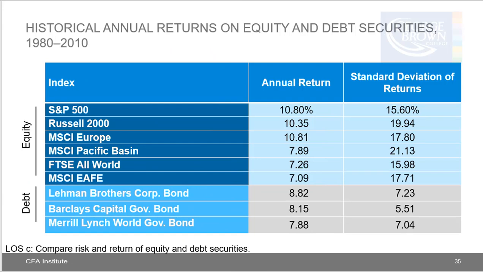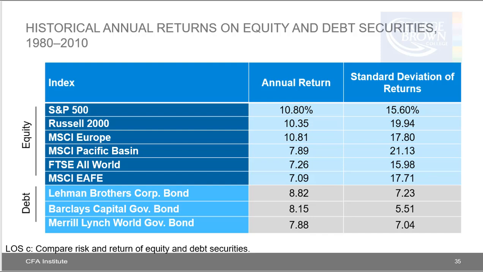So I showed some Ibbotson data and I showed some data from Damodaran. This is just the table that's in the text, and it's showing historical annual returns on equity and debt securities, 1980 in this case to 2010. So again, different time periods. And in terms of the equity, they have different indexes here, the S&P 500, the Russell 2000, MSCI Europe, the FTSE All World. Again, if you want more information about the indexes and what their constituents are, then just Google search it. And then for the debt, they've got a couple of different bond indexes, which is important to understand. There's a Lehman Brothers Corporate Bond Index. There's a Barclays Capital Corporate Government Bond Index.